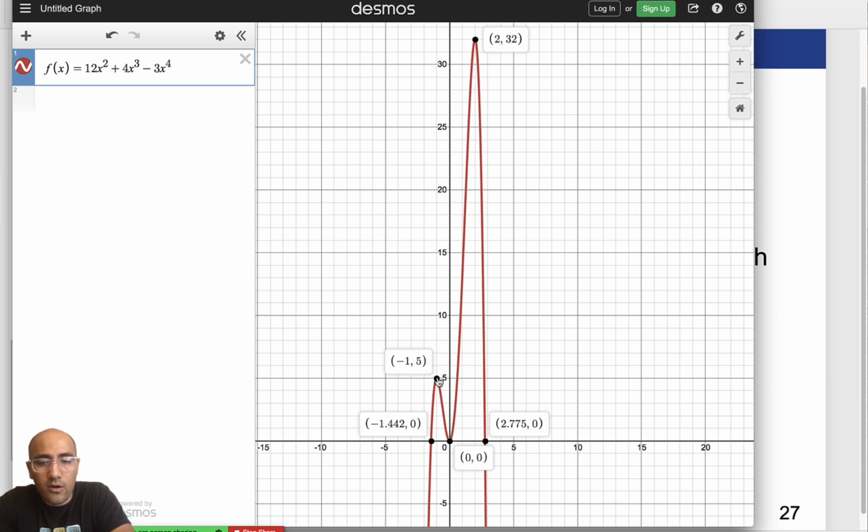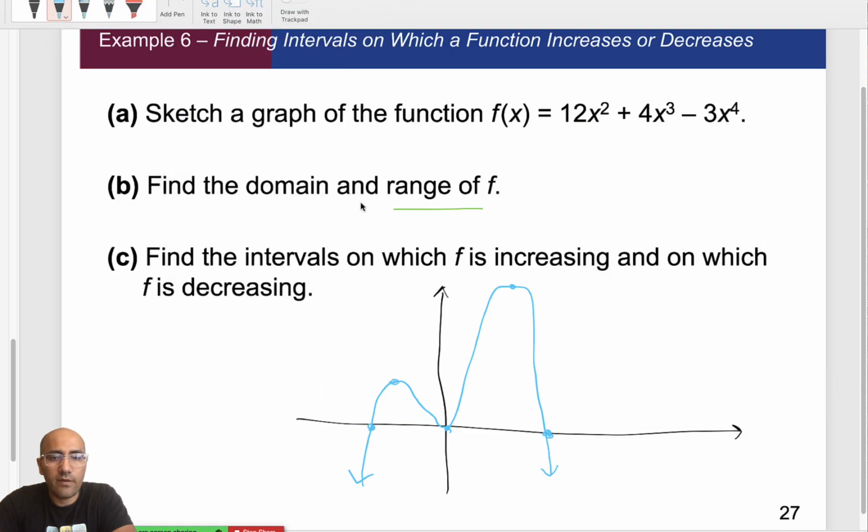Finding out where this little hump happens, we're about to talk about that. A local maximum, the global maximum, figuring out where that happens. That's also a lot of work algebraically. But luckily we have technology right now. So 2, 32, negative 1, 5.